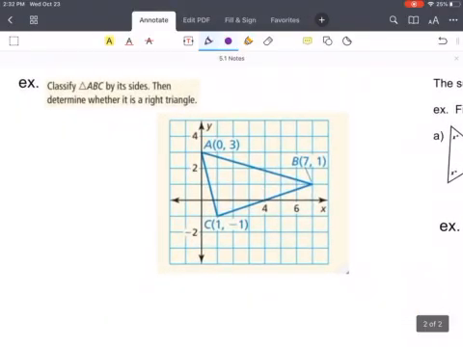We can also take a look at triangles within the coordinate plane, and we can classify it as well. So for the first part of this one, if we look at this triangle within the coordinate plane, classifying it by its sides, the first thing we need to do is actually have the side lengths. So again, why don't you take a moment and find the length of each side using the distance formula, and then we can decide what type of triangle this must be.